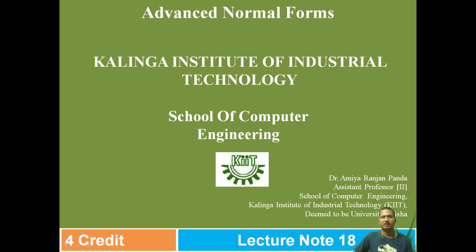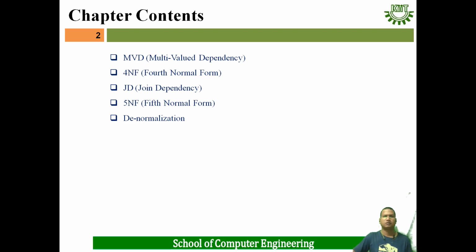Today we'll start advanced normal forms, and these are the chapter contents. First, we'll see what is multi-value dependency. Then, based on that, we'll see 4NF, the fourth normal form. Then we'll see join dependency. This is the concept on which 5NF, the fifth normal form, is based.